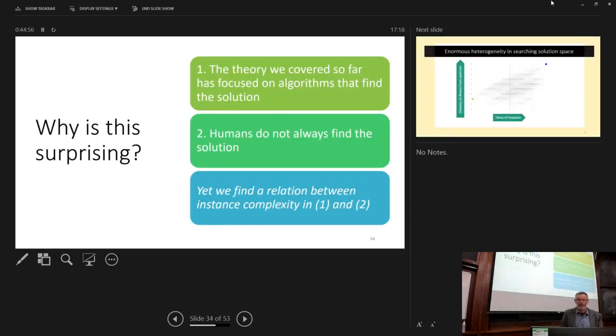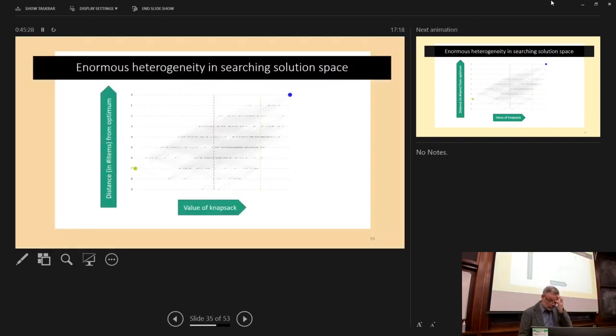Why is this surprising? First, the theory we covered so far is focused on algorithms that do find a solution. This Sine-Horowitz algorithm finds the solution, and humans do not always find the solution, actually less than 50%. So why would this theory help here? You should actually go straight to approximation complexity. Yet we find a relation between instance complexity in 1 and 2. And we have an answer to that, and it's related to this here.